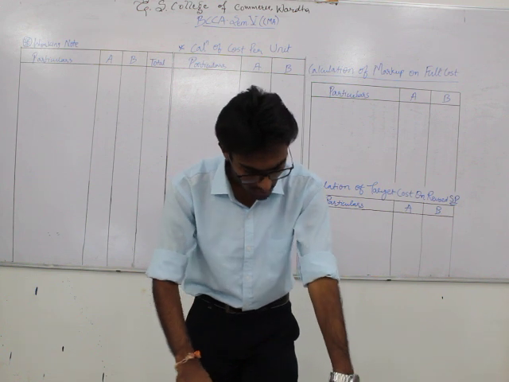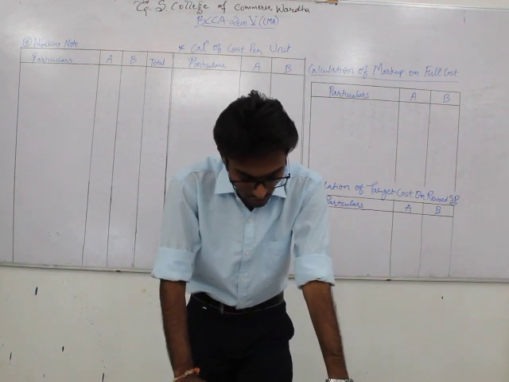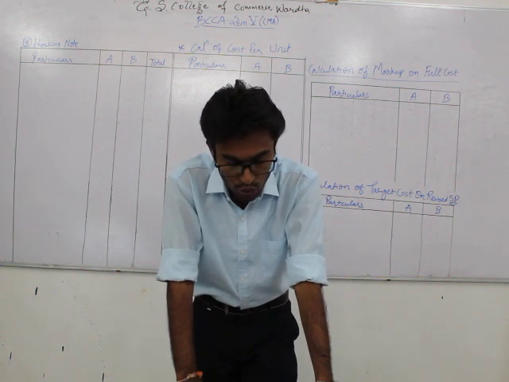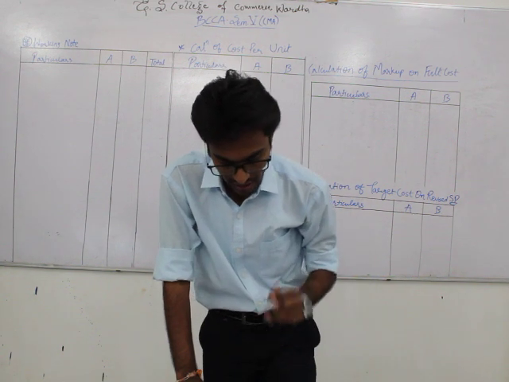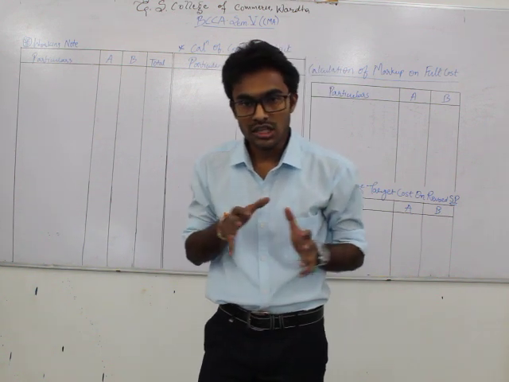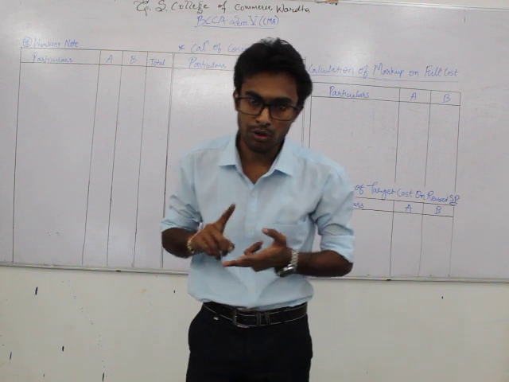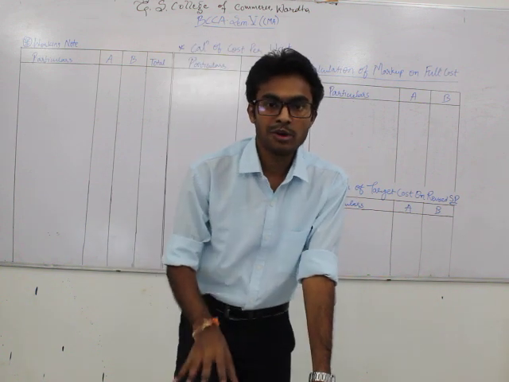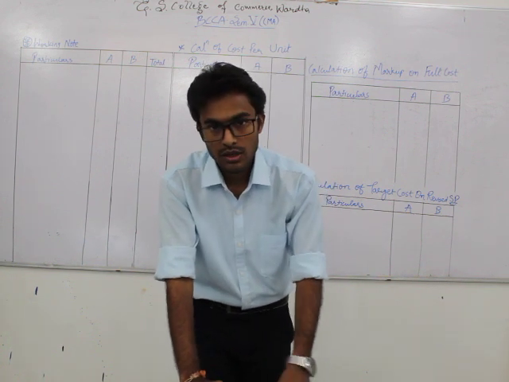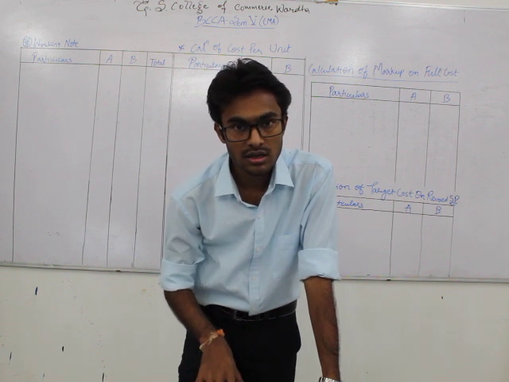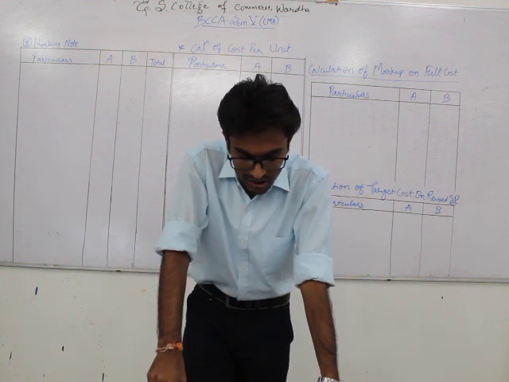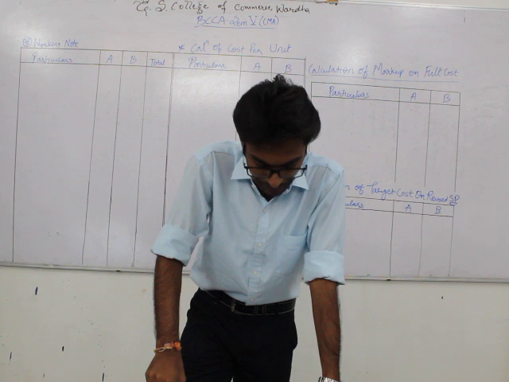So what is the question? We are going line by line. A manufacturer produces two components, A and B. Following are the details for these two products, product A and product B. There is one company which is manufacturing product A and product B. What is the detail for component A?